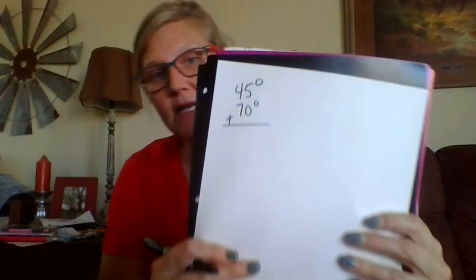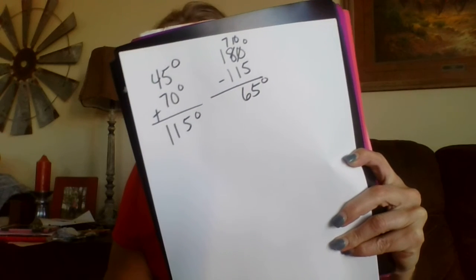So, for instance, on the first one, I'll do it because for some of y'all, it's better to see it than say it. They give you a 45-degree angle and they give you a 70-degree angle. I'm going to add those up. So 5 and 0 is 5, and 4 and 7 is 11. So I have 115 degrees. I'm going to take my 180 degrees that the whole triangle has to add up to, and subtract 115. Okay, you have to borrow. So you end up with 65 degrees. That would be your third angle.